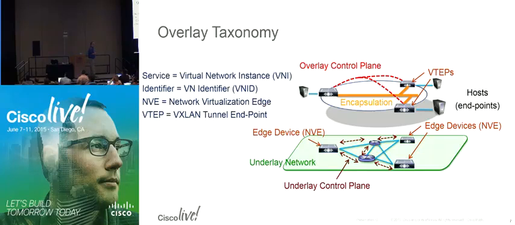Some terms which I'm going to use: we have services, which are, for example, the virtual network instances, the VNIs. We have identifiers, VNIDs, virtual network identifiers. We have NVE, network virtualization edge, so that's where my VTEP, my tunnel endpoint, lives. And then we have the VTEP itself, which is the VXLAN tunnel endpoint, as an acronym or as a term itself. So we're using all of these when we're going forward through the slides here.